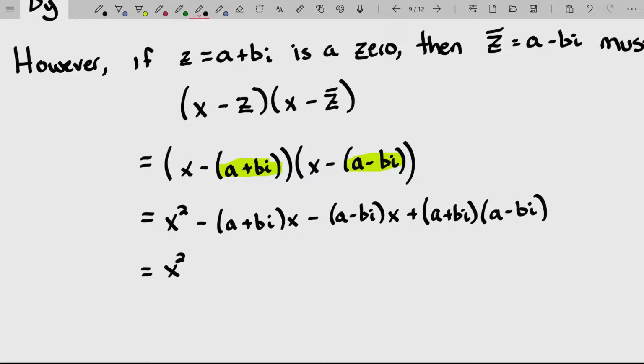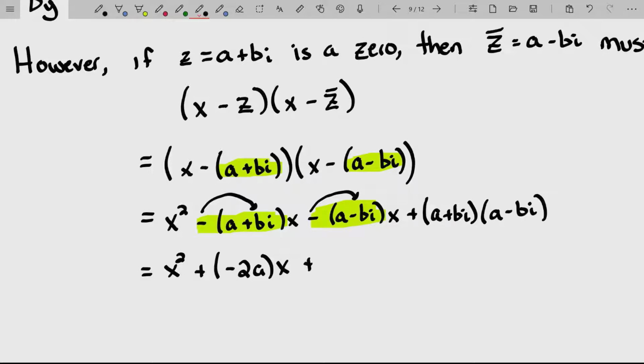X squared, everything that has an x attached to it, I'll group up. So I have a negative a minus another a. So I'll go ahead and write that as plus a negative 2a. And then I have a negative bi plus a bi. Well, that's kind of convenient, right? Negative bi and then plus a bi, those cancel beautifully.